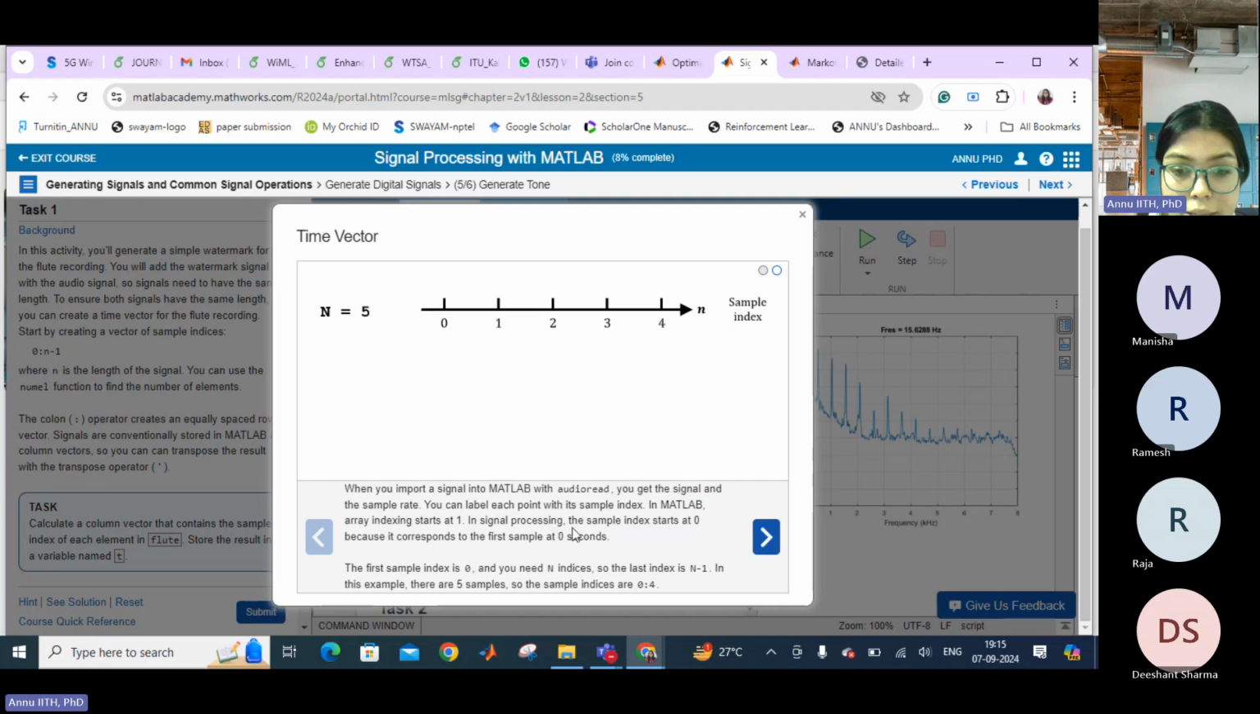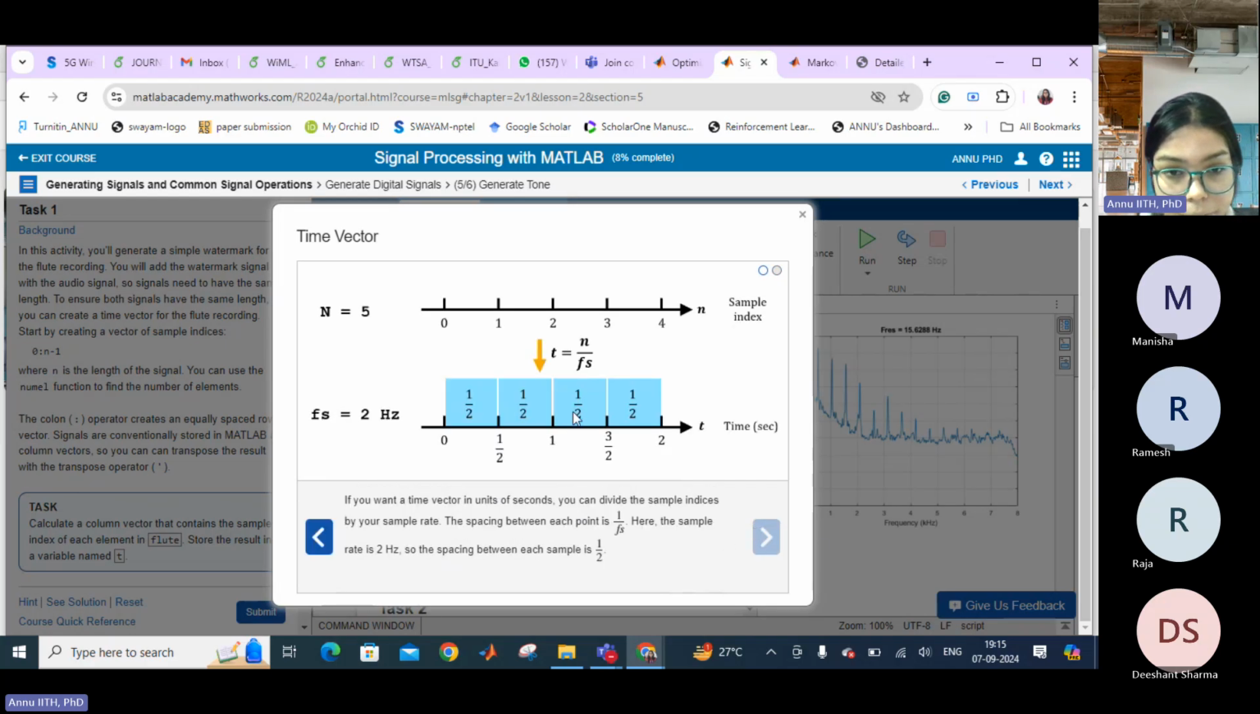In signal processing, the sample index starts at 0 because it corresponds to the first sample at 0 seconds. The first sample index is 0 and you need n indices, so the last index is n minus 1. In this example, there are 5 samples, so the sample index is from 0 to 4. So here n is equal to 5, and this is the sample index.